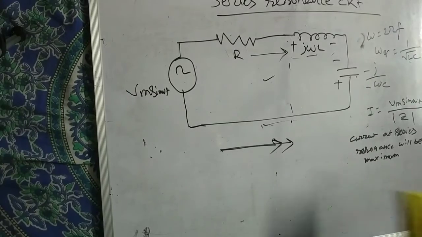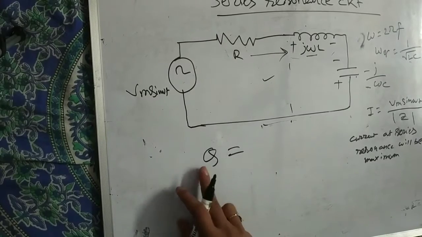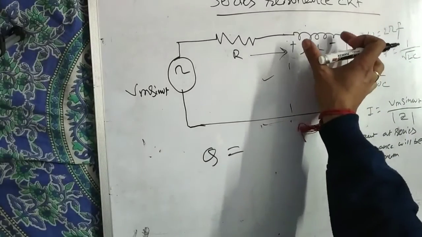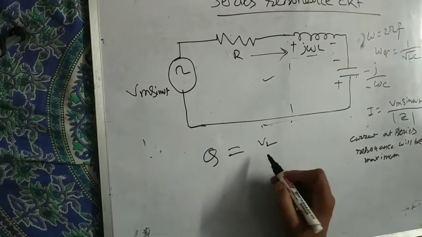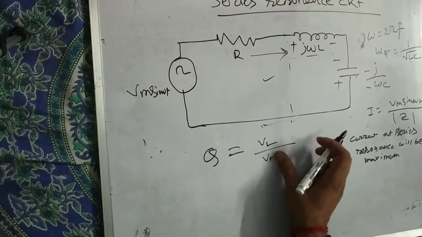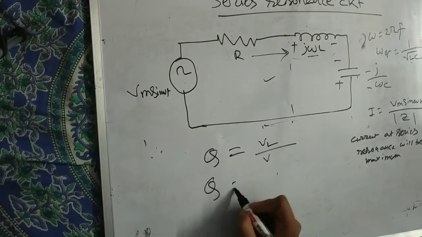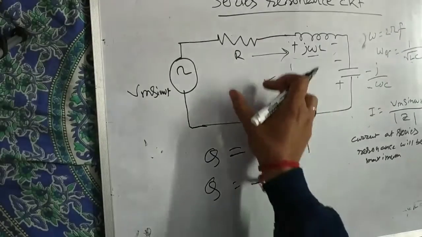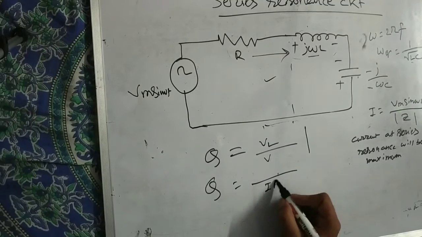Then one term we always come across is the quality factor. You have to remember that the quality factor in a resonance circuit is the voltage drop across the inductor or capacitor divided by the total voltage of the supply. Now at resonance condition, we know the total voltage will apply across the resistance. So V equals I into R.